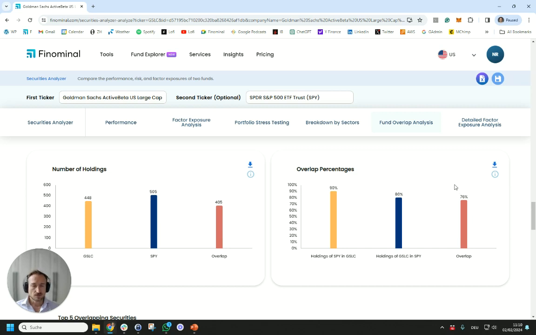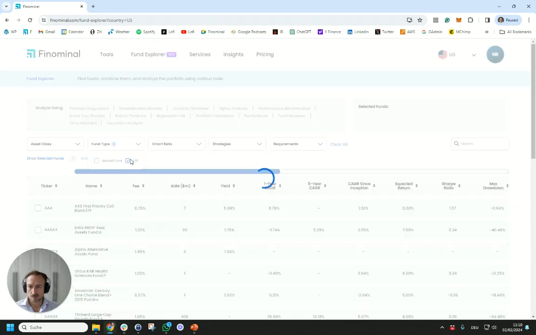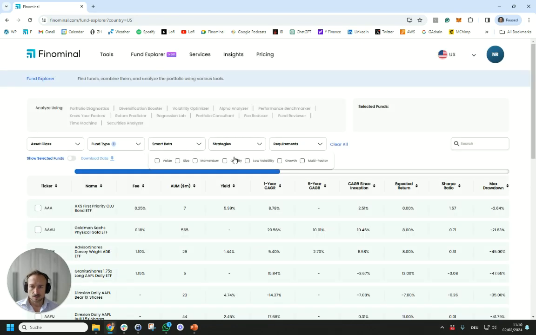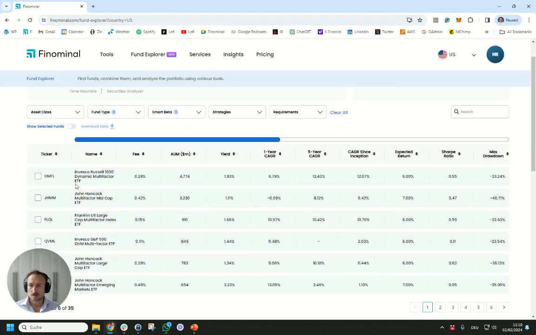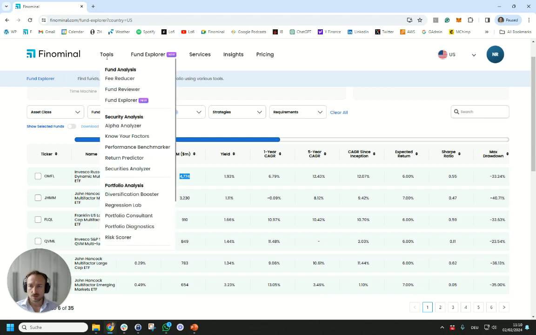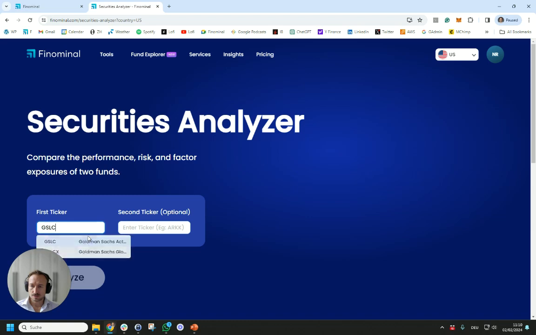So let's see if we can find something more interesting. We're going to go to the Fund Explorer. Let's only look at ETFs because GSLC is an ETF, Smart Beta Multi-Factor, and see what we can see in terms of other similar products. So let's go for the first one. It's the largest one with almost 5 billion of AUM, which is Invesco's Russell 1000 Dynamic Multi-Factor ETF, OMFL. So let's see if that product is more interesting. We're going to go back to the securities analyzer and simply compare GSLC versus OMFL.